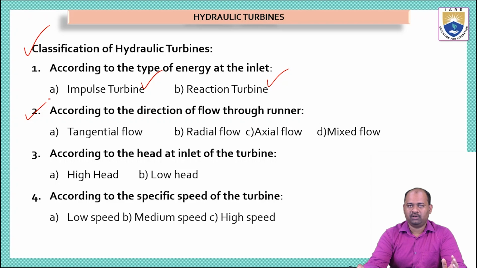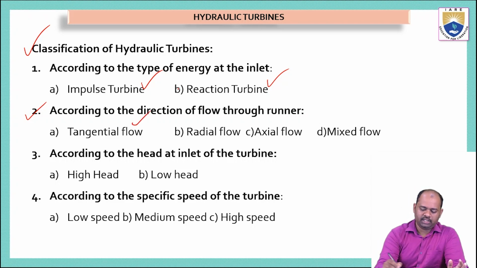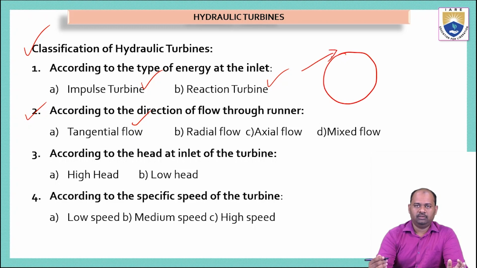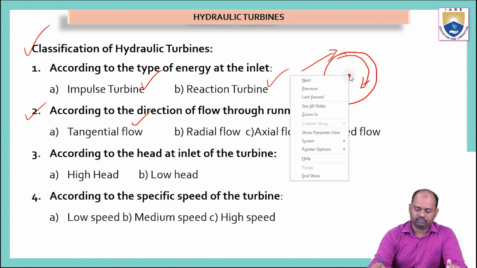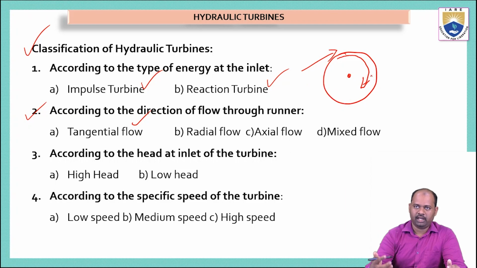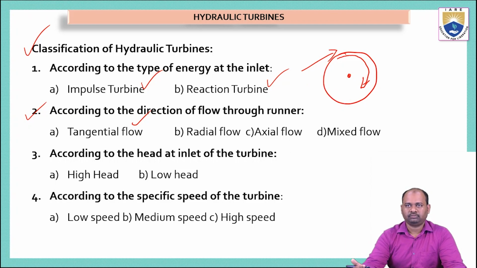And the second type is according to the direction of flow through the runner. In this, we have tangential flow. Tangential flow is nothing but the flow of water tangential to the rotation of the turbine wheel. And radial flow. Radial flow is nothing but along the rotation of the turbine wheel. And third one is axial flow. Axial flow is nothing but it is perpendicular to the rotation of the turbine. So this is perpendicular along the z-axis, like perpendicular to the screen.